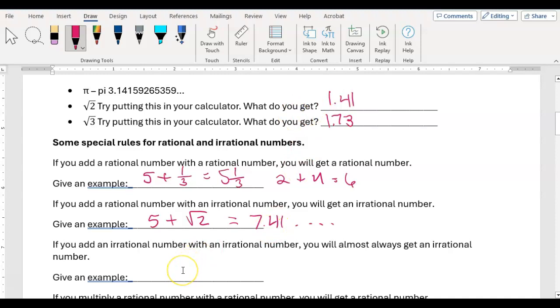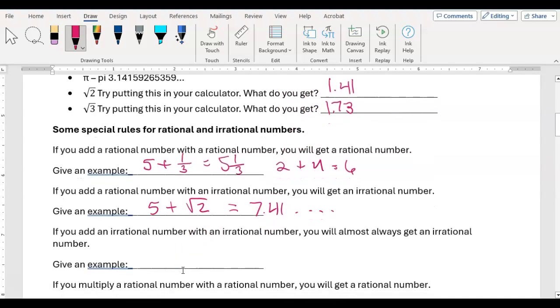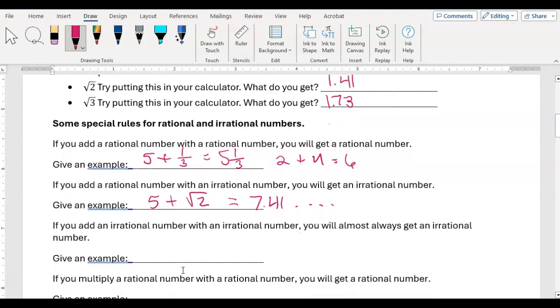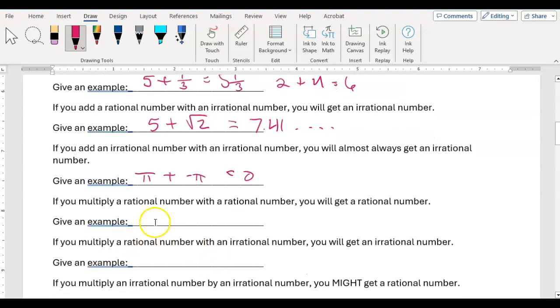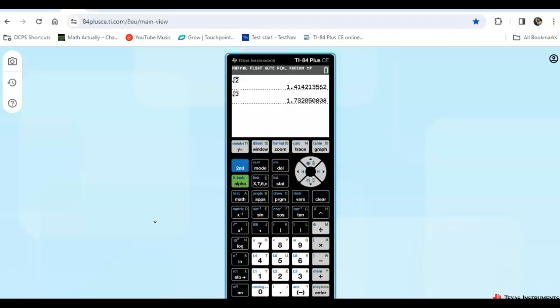If you add an irrational number with an irrational number, you will almost always get an irrational number. The only time that that would not be true is if, for example, you were to create a number that would equal 0. So if you were to say, for example, pi plus negative pi, right, we would get 0. Sorry, so this is actually a counterexample. An example would be if I were to add pi plus the square root of 2, right? You're going to get an irrational number from that.